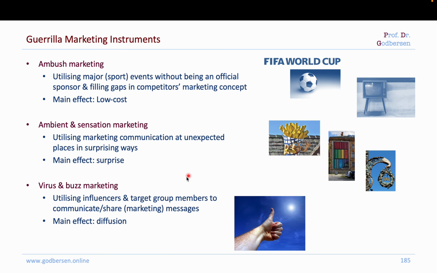Then virus and buzz marketing is utilizing influencers. A typical example is all the influencers on the internet that are growing so much, so that ideally the target group itself communicates and shares your message. Very important: these three categories of guerrilla marketing are not mutually exclusive. They can be combined, and more often than not, they are combined.